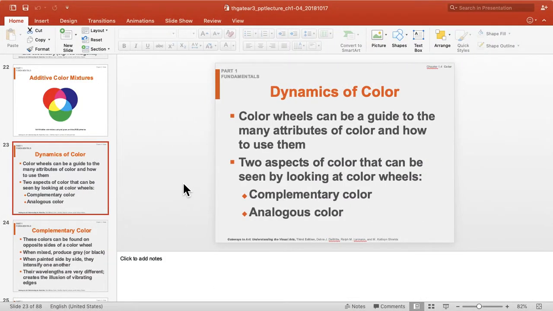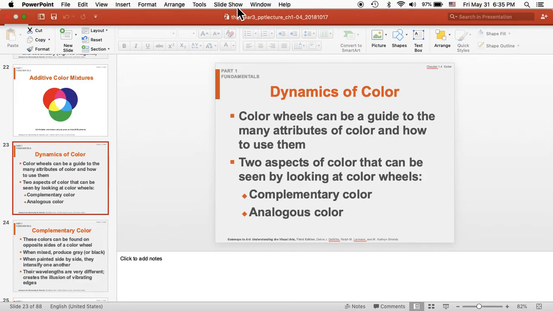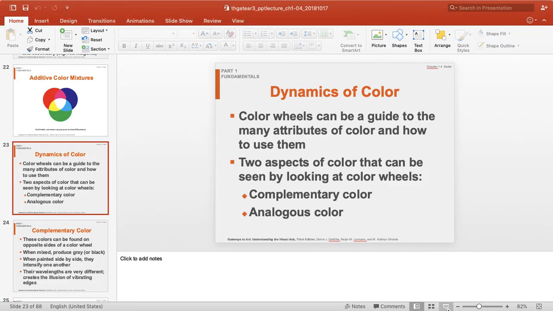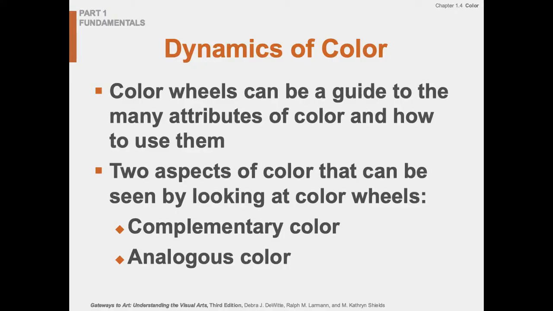Chapter 1.4 Color Part 2. We looked at a couple different color wheels. I'm not going to get into too much about the other ones. Mainly for painting, our subtractive color is what we want to think about. Color wheels can be helpful. And we're going to look at two things: complementary and analogous color.